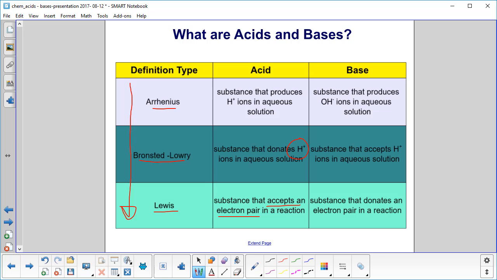We go over to the bases. Arrhenius produces OH minus ions. This was generalized by Bronsted-Lowry to a substance that accepts H plus ions in an aqueous solution. And then finally, Lewis, it's an electron pair donor.